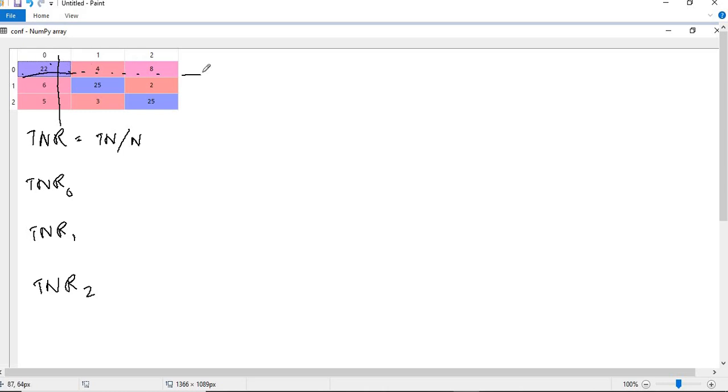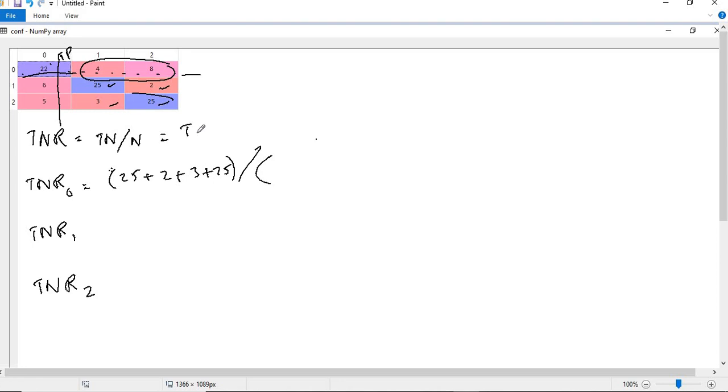In this case, this 22 will be my true positive. This 25 plus 2 plus 25 plus 3 will be my true negative: 25 plus 2 plus 3 plus 25, divided by total negative. What is my total negative? The formula is true negative divided by total negative, which means true negative plus false positive.